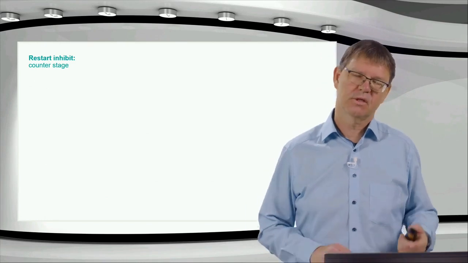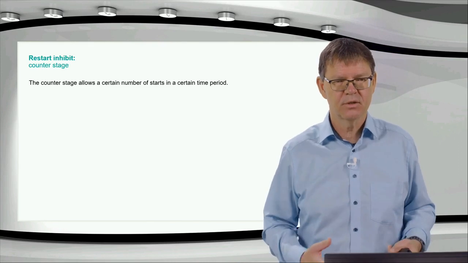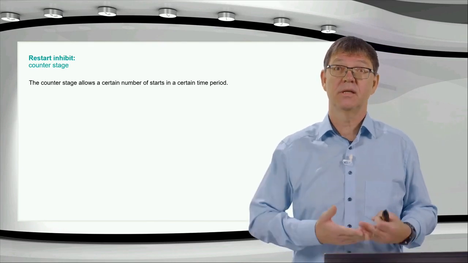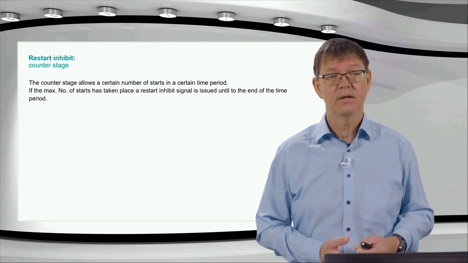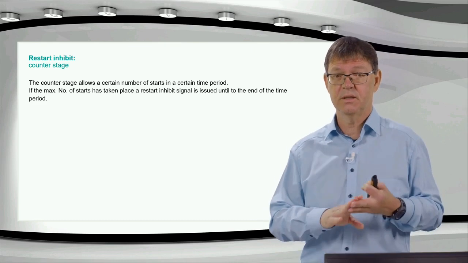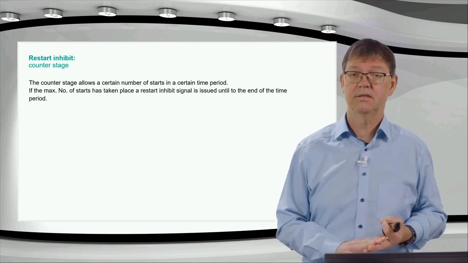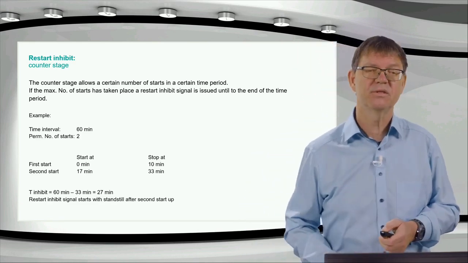And yeah, let's come to the counter stage, the second part of this function, the second stage. The counter stage allows a certain number of starts in a certain time period. That means if the maximum number of starts has taken place, a restart inhibit signal is issued until the end of this time period. I have a diagram later, we see that.